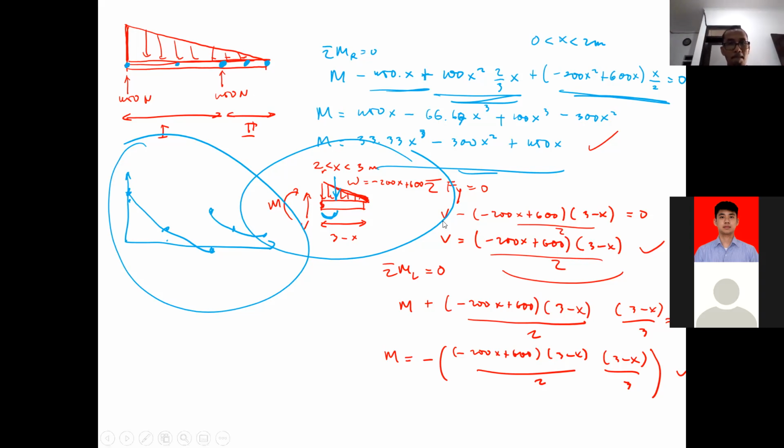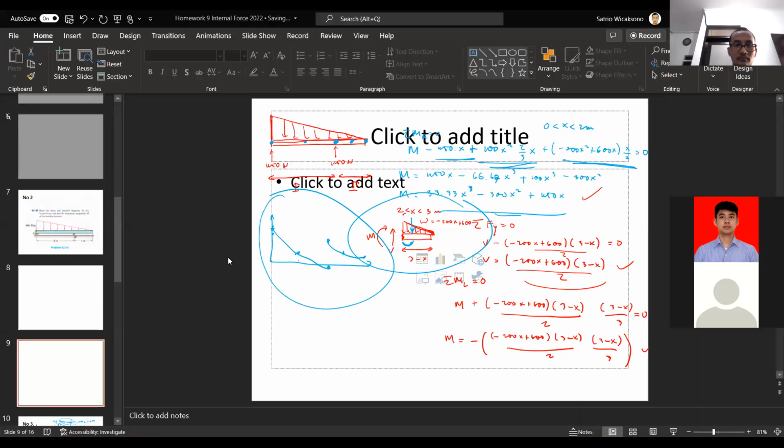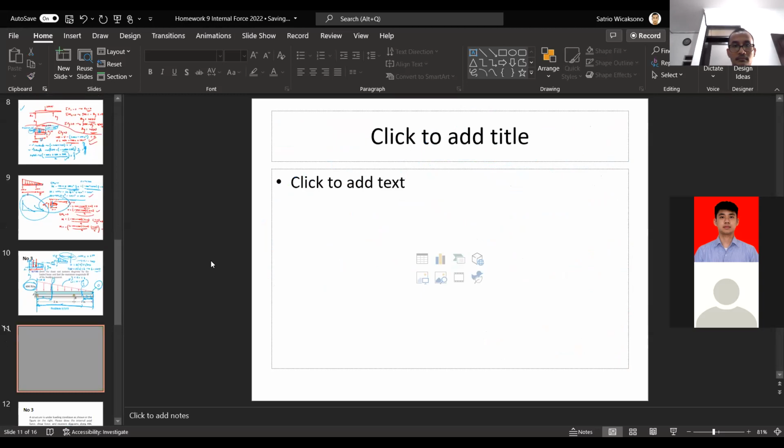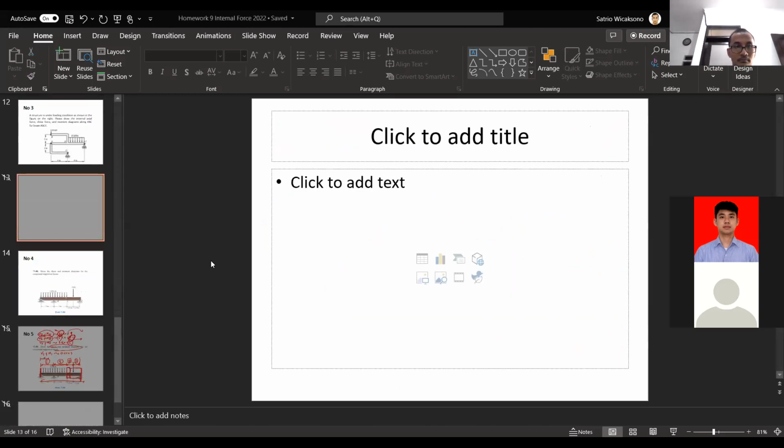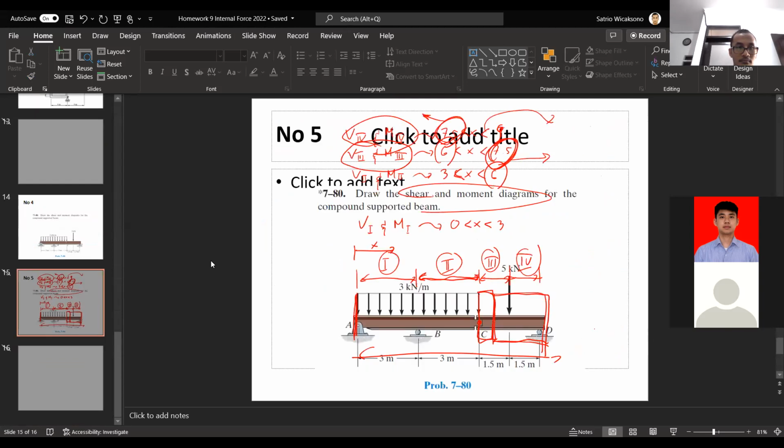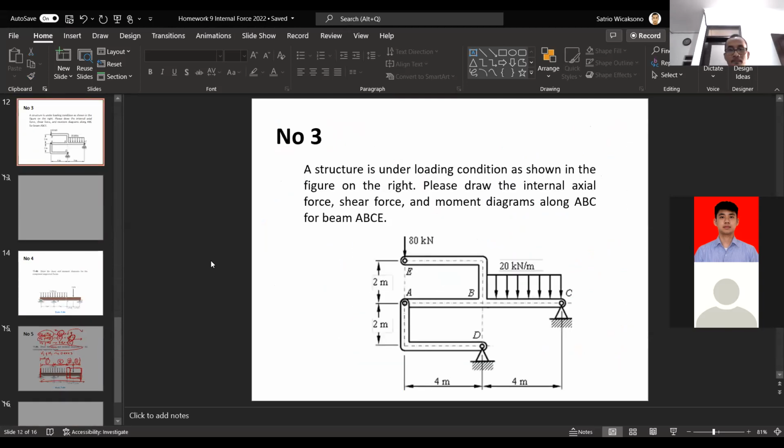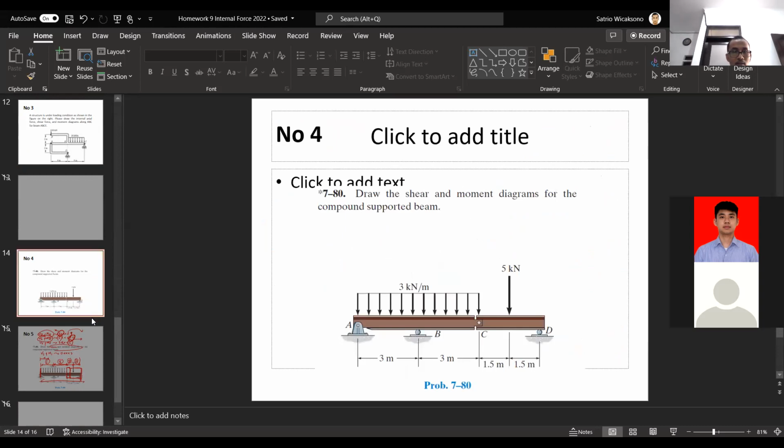Sampai di sini apakah ada pertanyaan? Is there any question for this particular problem? Okay, if there is no question, then I will discuss about this. Here.